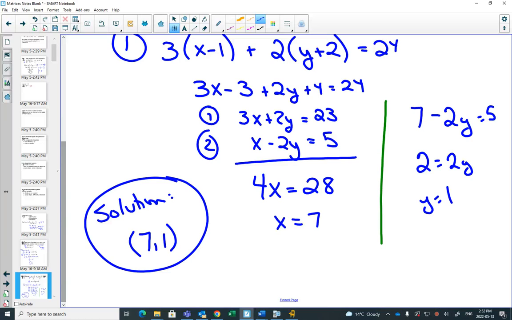Yes, you can still do substitution. That works out fine as well. What we're going to learn in this unit is another method to do the same thing.